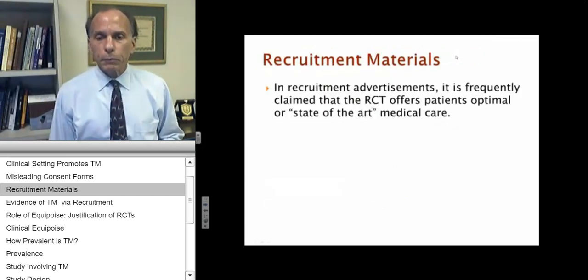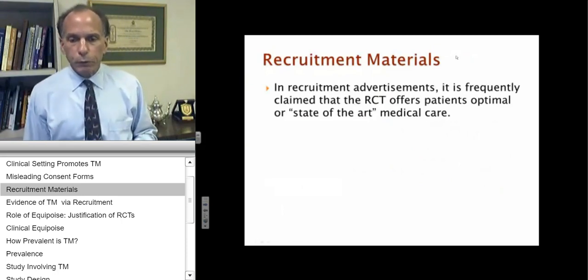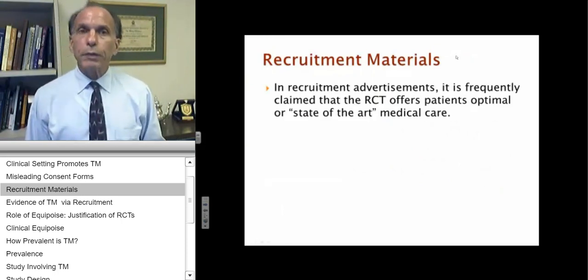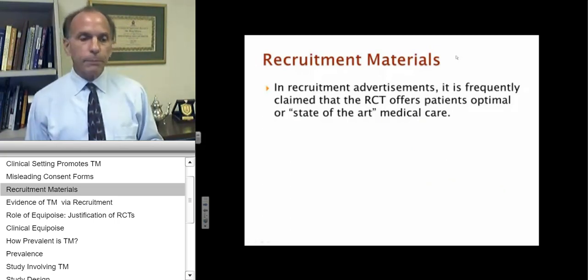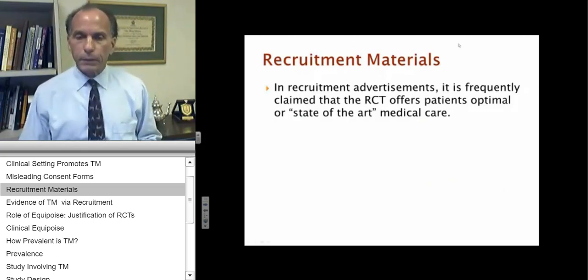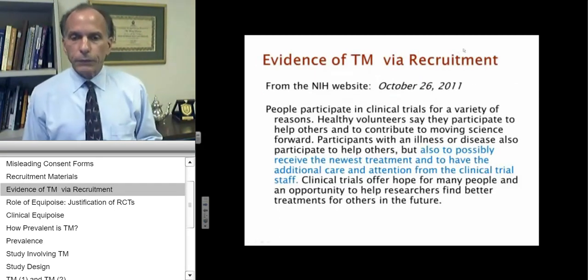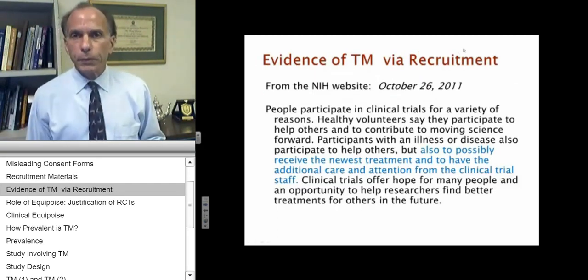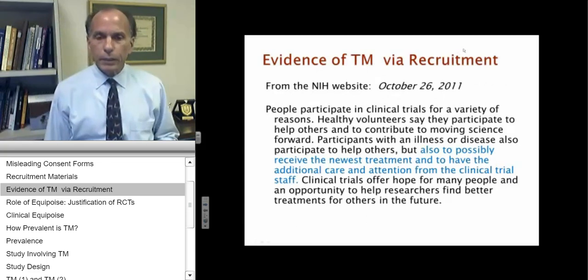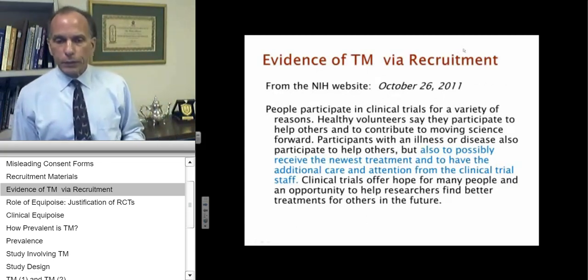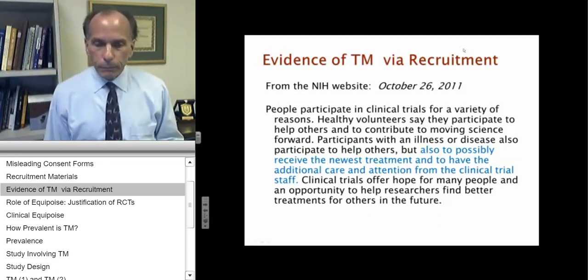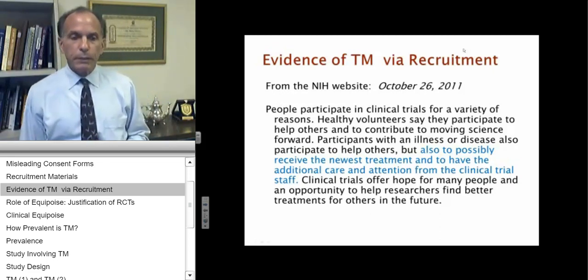There is also a problem with recruitment materials. In recruitment advertisements, it is frequently claimed that the randomized clinical trial offers patients optimal or state-of-the-art medical care. Evidence of the therapeutic misconception via recruitment materials is shown in this example of the NIH website in 2011. Here is a statement from the website.